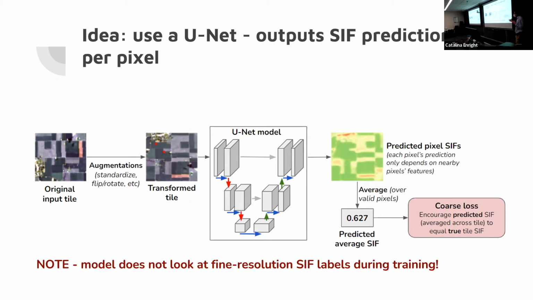And how does this model actually learn? Well, one constraint that we can use is that the average of our pixel SIF predictions should be about equal to the true tile SIF. Recall that we know the true average SIF of this whole tile should be some number, like 0.6. And our goal is to output pixel predictions that match the true value.